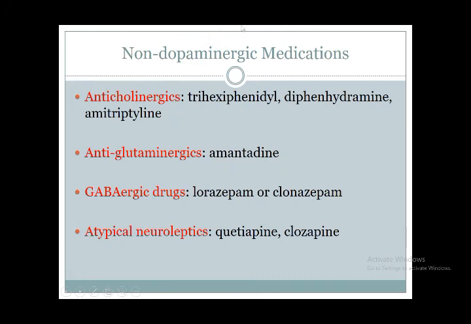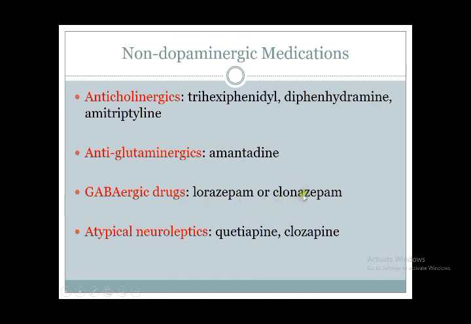There are non-dopaminergic medications as well. Because cholinergic activity increases in Parkinson's disease, anticholinergics sometimes help, and many times they are important drugs, especially for control of resting tremor. Trihexyphenidyl, diphenhydramine, and amitriptyline are used when tremor is the more predominant motor symptom. Anti-glutamatergic drugs, for example amantadine: glutamate is an excitatory neurotransmitter and it causes excitotoxicity. So this excitotoxicity is decreased by amantadine.